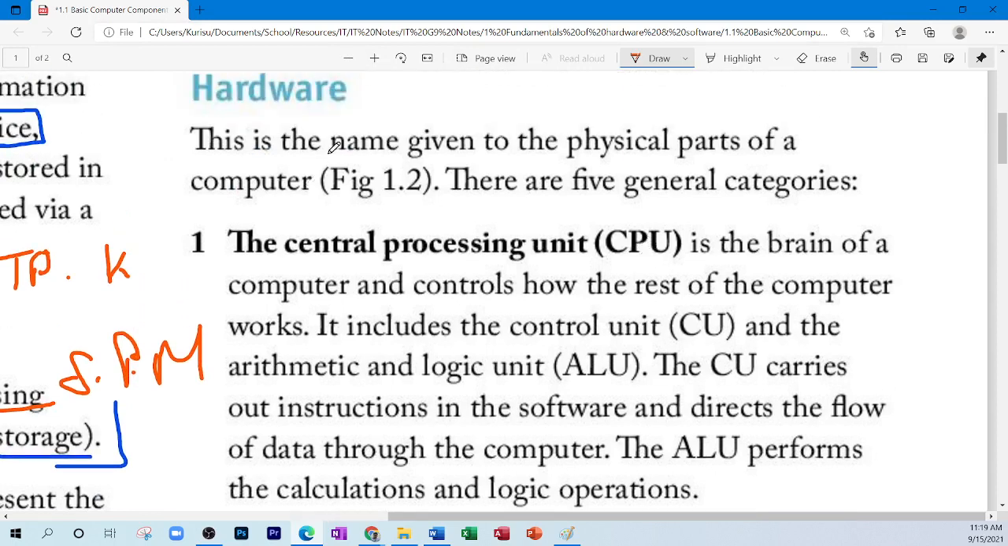Alright, so Aziel, can you read from hardware all the way to operations?